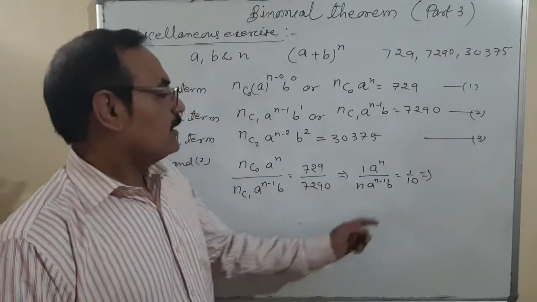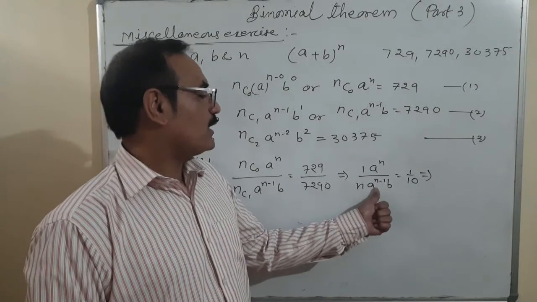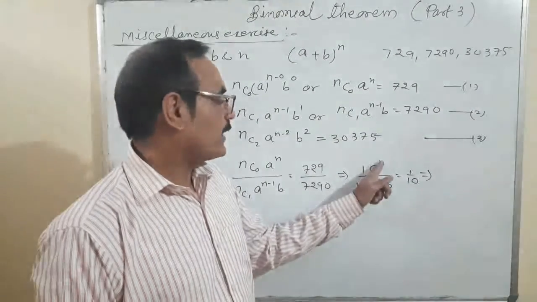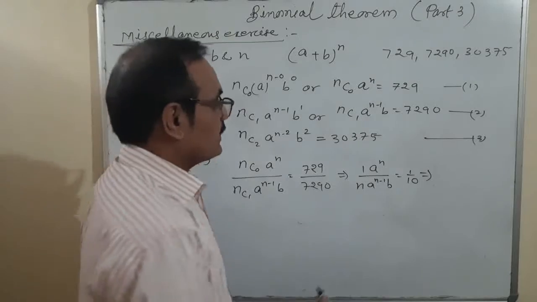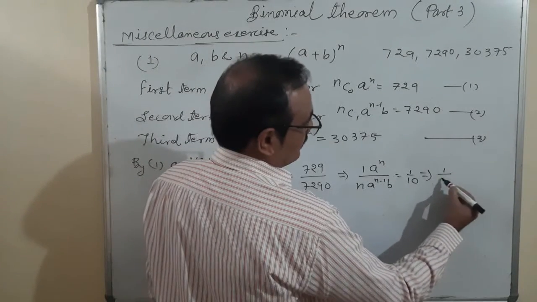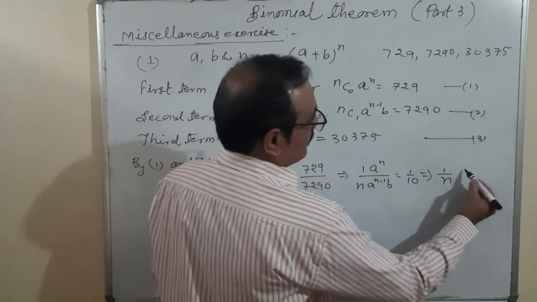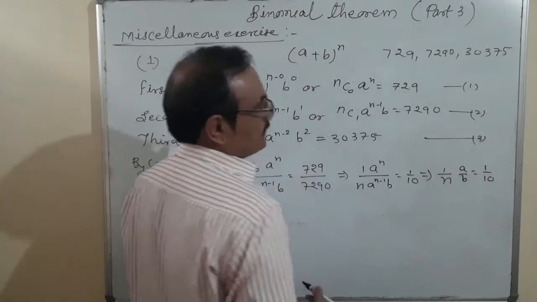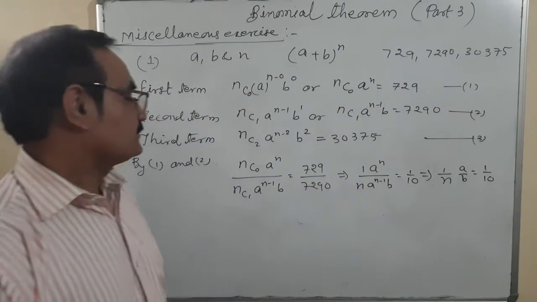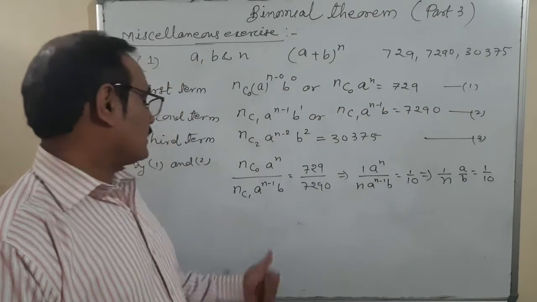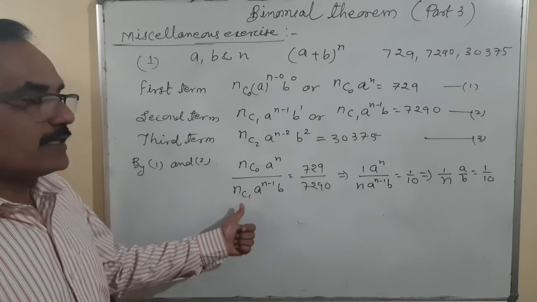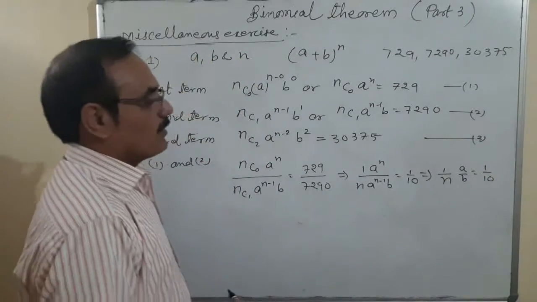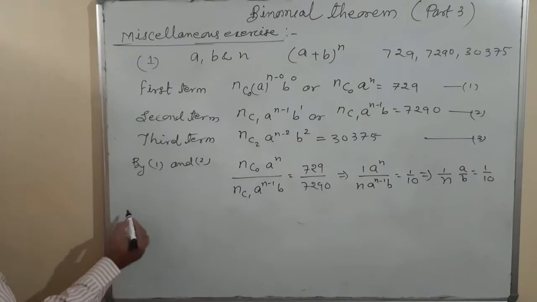By the law of exponents, a to the power n minus 1 and a to the power n, the powers will be subtracted because they are in a division. So n minus n plus 1. So I may write here 1 upon n, a upon b is equal to 1 upon 10. nC1 is factorial n upon factorial n minus 1, so n cancels. So 1 upon n, a upon b, is 1 upon 10.